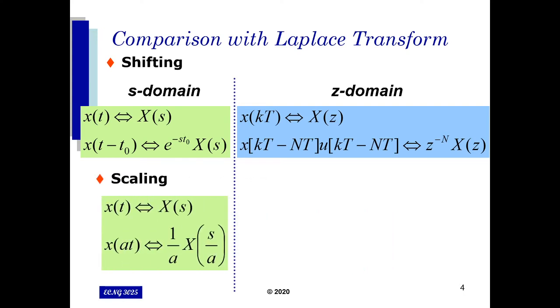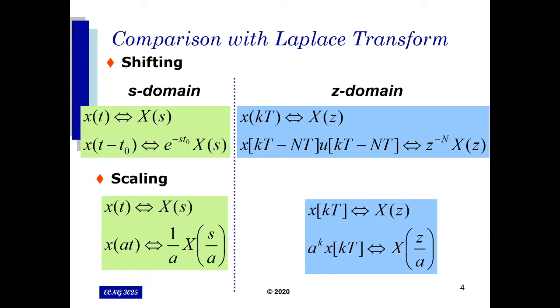For scaling, in the s domain, if we have a scalar multiple inside the brackets with t, this is going to be 1 on a multiplied by x of s divided by a. In the z domain, it's just going to be a to the power of k multiplied by x of kT, which is going to be x of z divided by a.